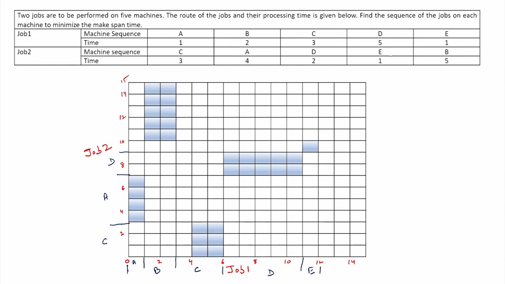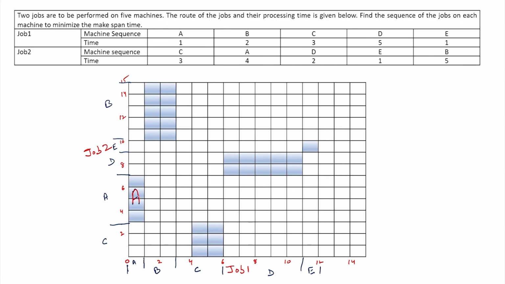Then we are going to E, that is 1, and then we are going to B. So, this is how I have marked the 2 jobs: C, A, D, E on this side, and A, B, C, D, E on this. Now, we will match A on this side and A on this side, and this is my job A.